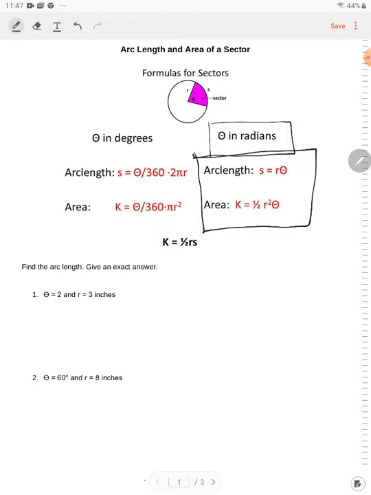Find the arc length, give an exact answer. So here we know S is equal to R theta. Notice 2 does not have a degree sign, it's in radians. So that is 3 times 2. 3 times 2 would be 6 inches.